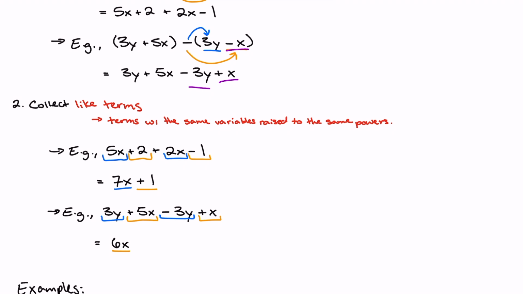And for our second example, we have 3y plus 5x minus 3y plus x. So our 3y and our negative 3y would be like terms because they both have y raised to the power of 1. And then our 5x and our x would be like terms because they both have an x raised to the power of 1. And then when we collect the like terms and simplify, our 3y and our negative 3y cancel out, and 5x plus x just gives us 6x, and that's how we arrive at our answer here.